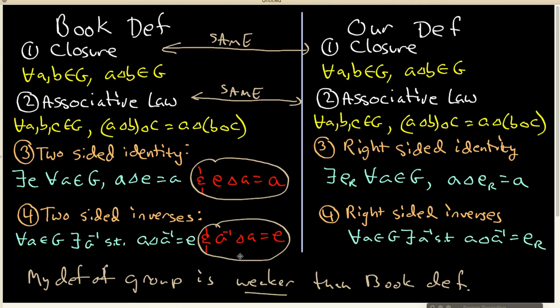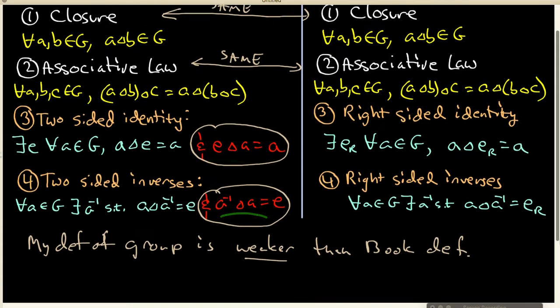So what I want to do is I want to notice, first of all, that the book's definition automatically implies our definition because our definition is a subset of this. In other words, if you just kind of ignore these two extra things, you have my definition of the group. So I kind of want to make that note.